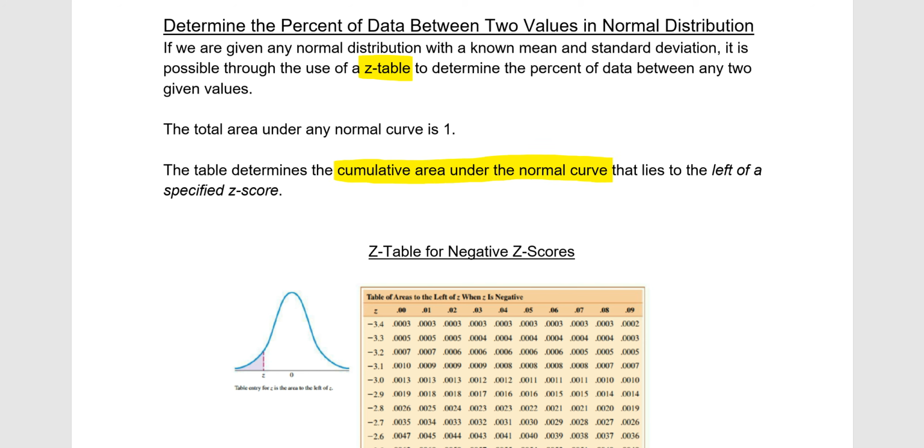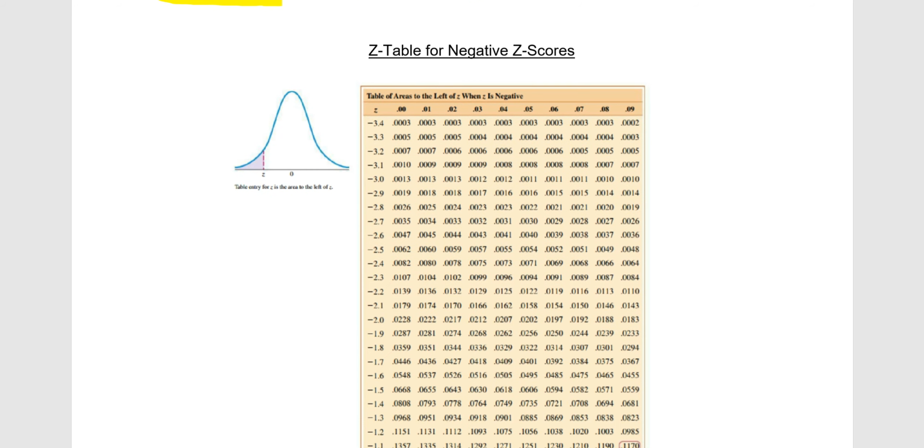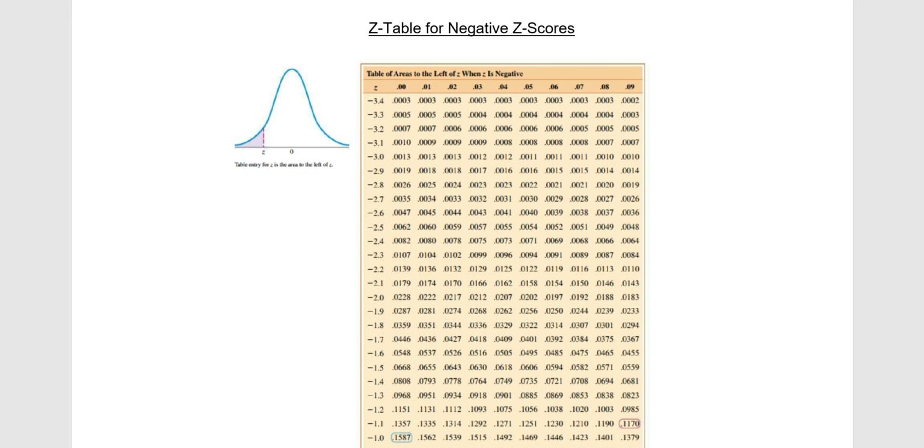And it's going to be the cumulative area, which means it's the area that lies to the left of a specified z-score. Okay, and then we're also going to have to use the fact that the total area under any normal curve is equal to 1. And we'll see why we need that in a second. So this is what the z-table looks like.